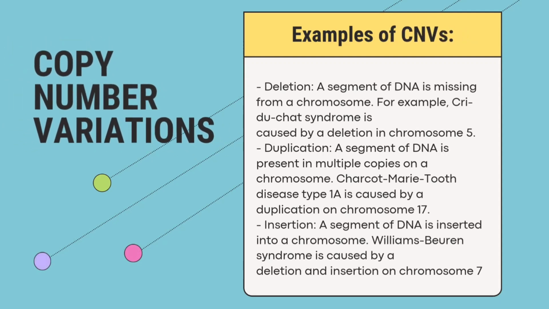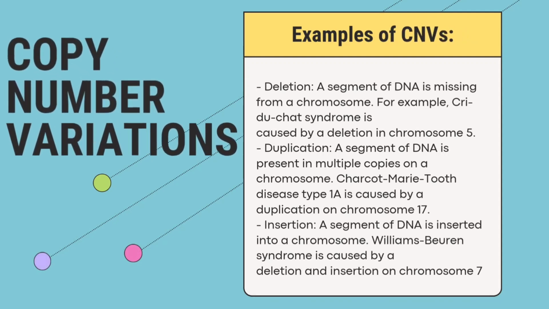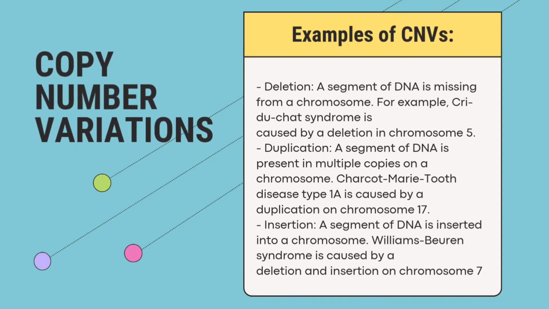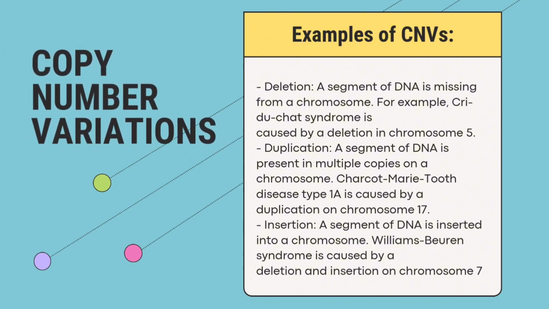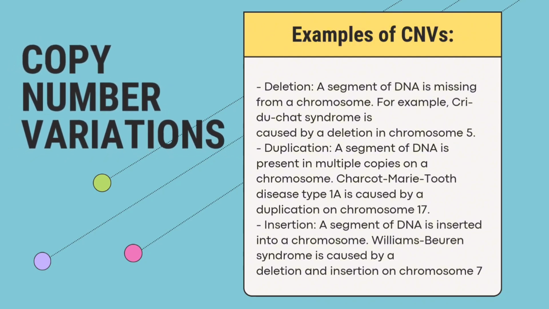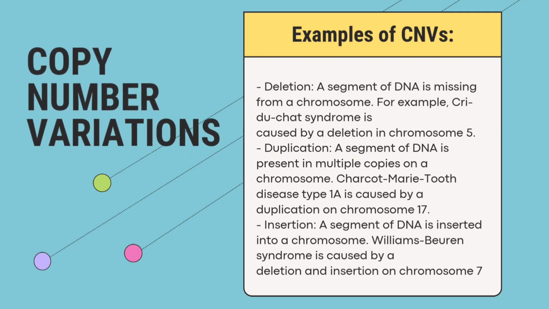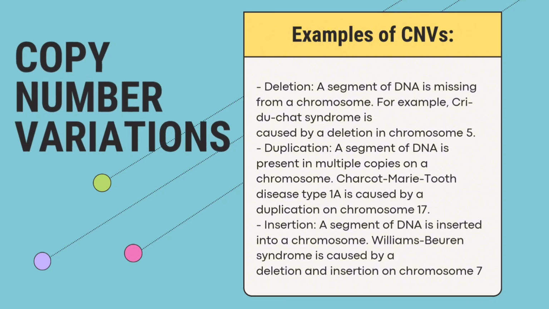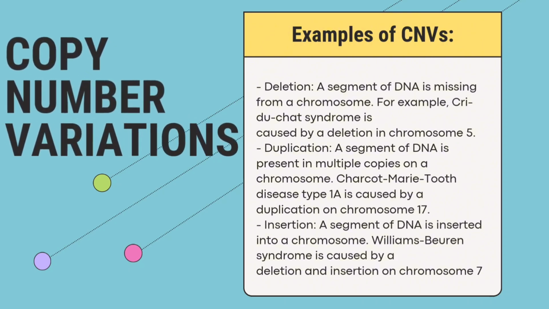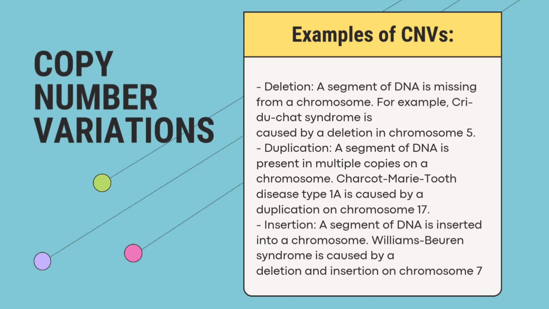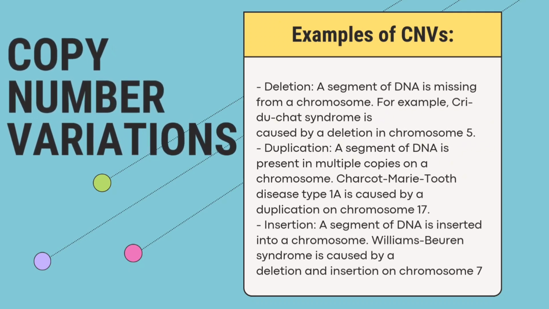Examples of copy number variation: deletion, duplication, and insertion. An example of deletion is Cri-du-chat syndrome, which is caused by a deletion on chromosome 5. For duplication, the example is Charcot-Marie-Tooth disease type 1A, which is caused by a duplication on chromosome 7. Then for insertion, Williams-Beuren syndrome is caused by deletion and insertion on chromosome 7.